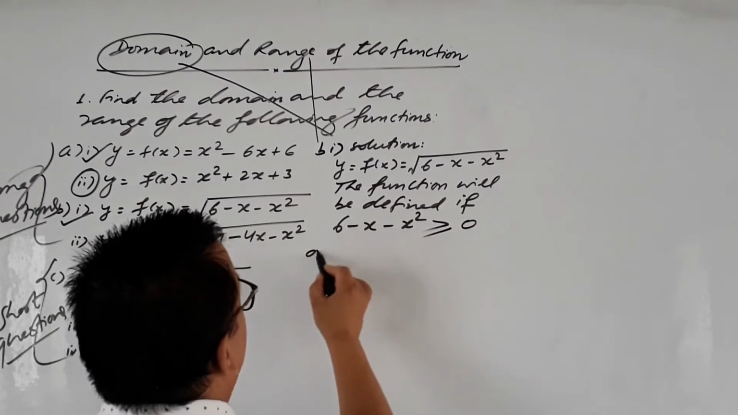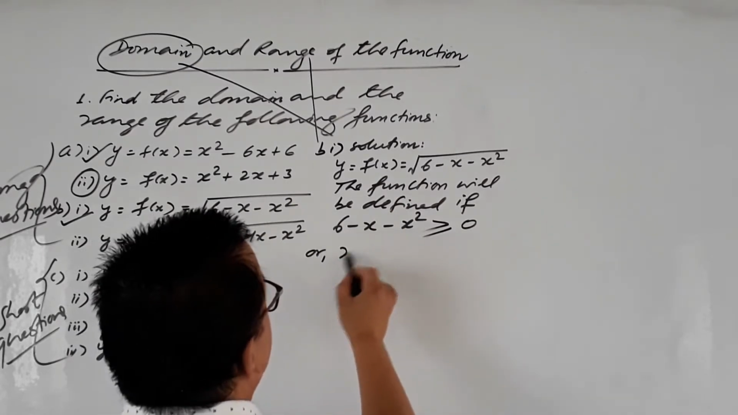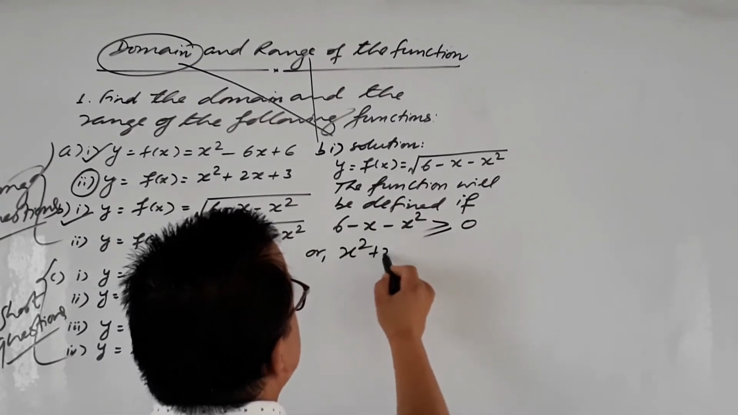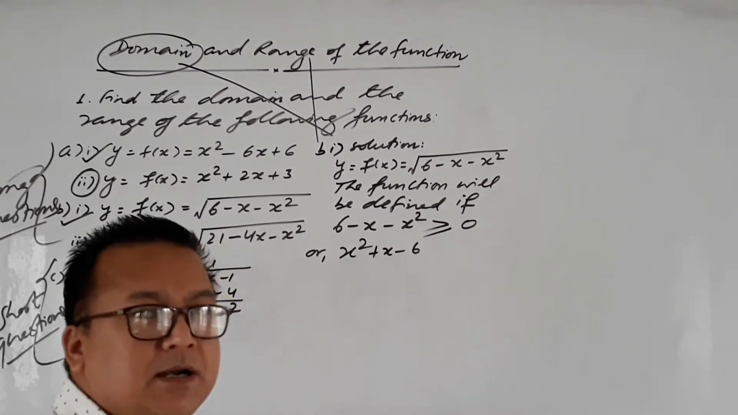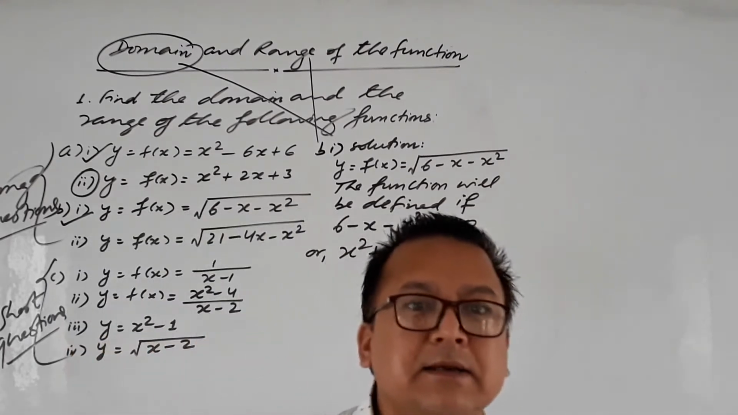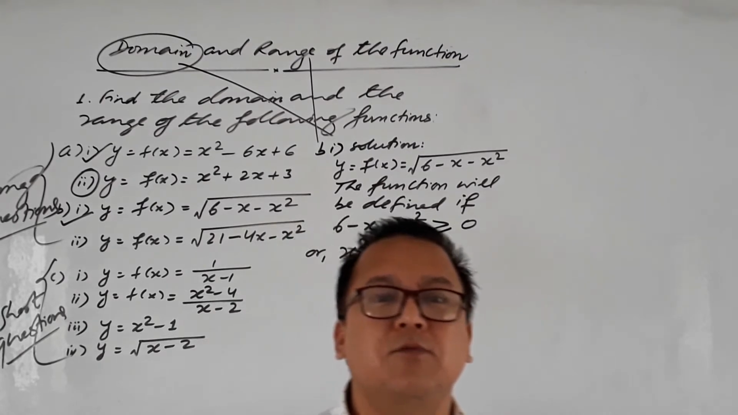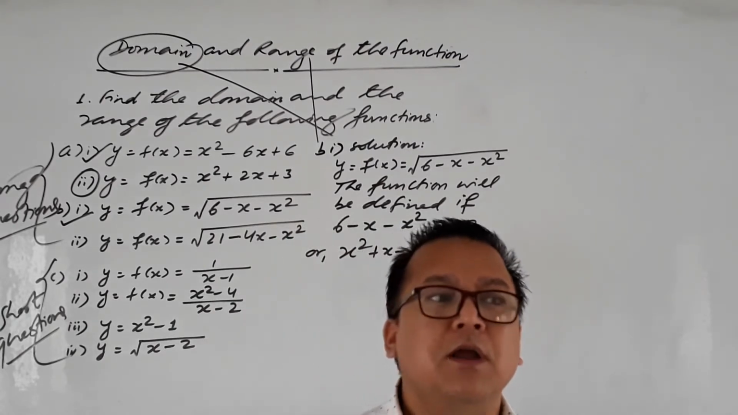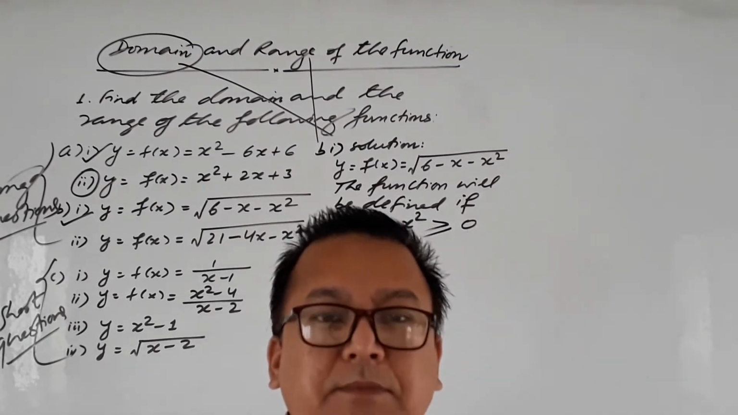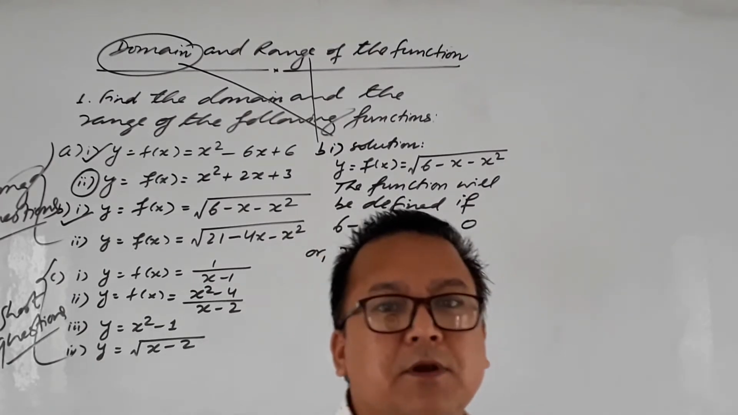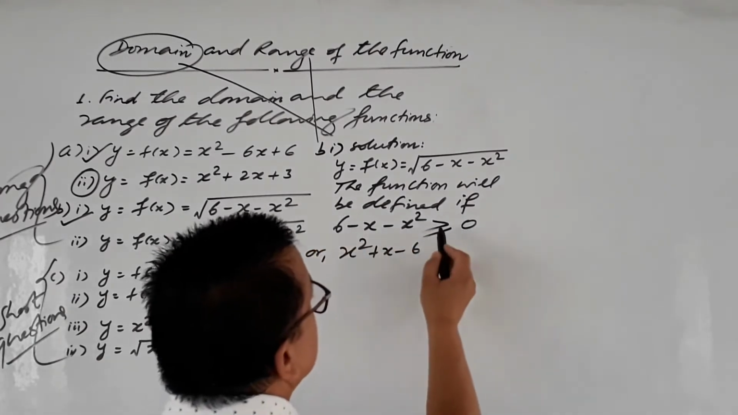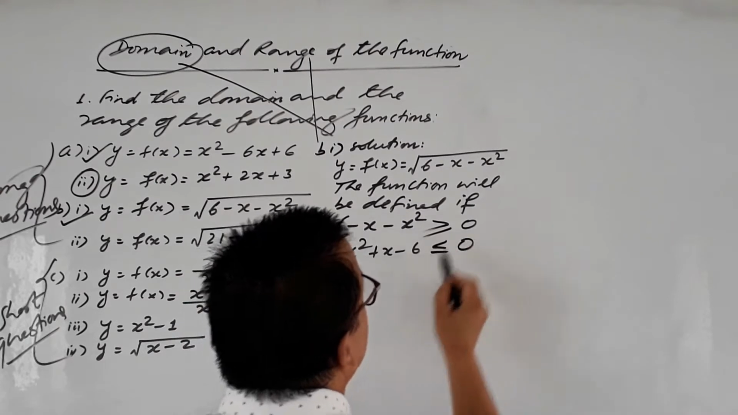So greater than or equal to 0. Alright, so now I am writing x squared plus x minus 6. I have multiplied both sides by negative signs. In the inequality case, I guess you know, if you multiply both sides by a negative number, then the sign of the inequality will be reversed, and it's going to be less than or equal to 0.